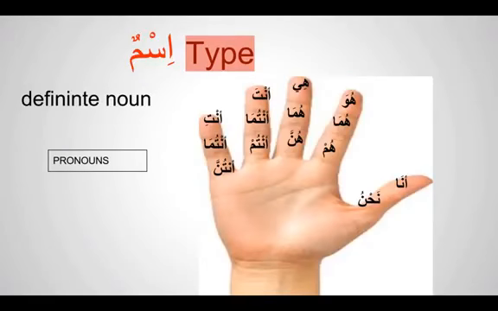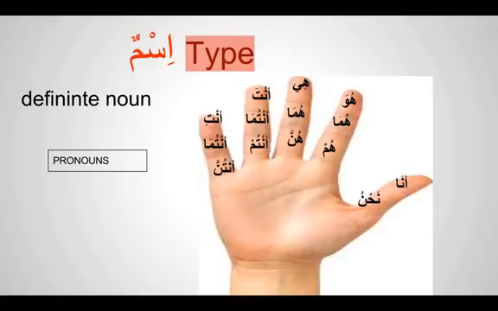And we've learned about our famous pronouns. Everybody knows this hand, these fingers. Huwa, huma, hum. Hiya, huma, hunna. Anta, antuma, antum. Anti, antuma, antunna. Ana, nahnu. All these pronouns are definite because they represent a definite noun which we are talking about.